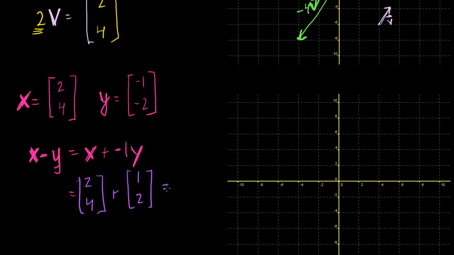So x minus y is going to be these two vectors added to each other, right? I'm just adding the minus of y. This right here is minus vector y. So x minus y is going to be equal to 3 and 6. Let's see what that looks like when we visually represent them. Our vector x was 2, 4. In standard position, it looks like this.